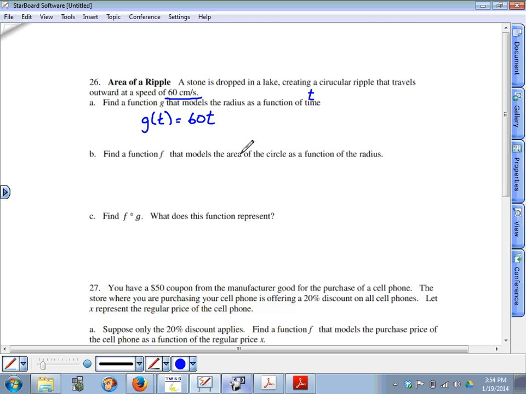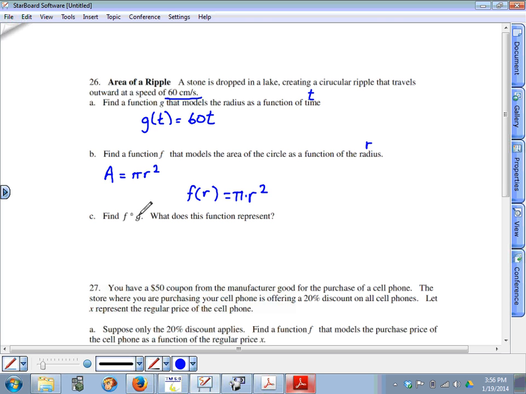Now, a function f that models the area of the circle as a function of the radius. The area of a circle is equal to pi r squared. So again, it depends on what variables we're assigning here, but since we're talking about a radius, let's make this r. So f of r is just equal to this expression, pi times the radius squared.